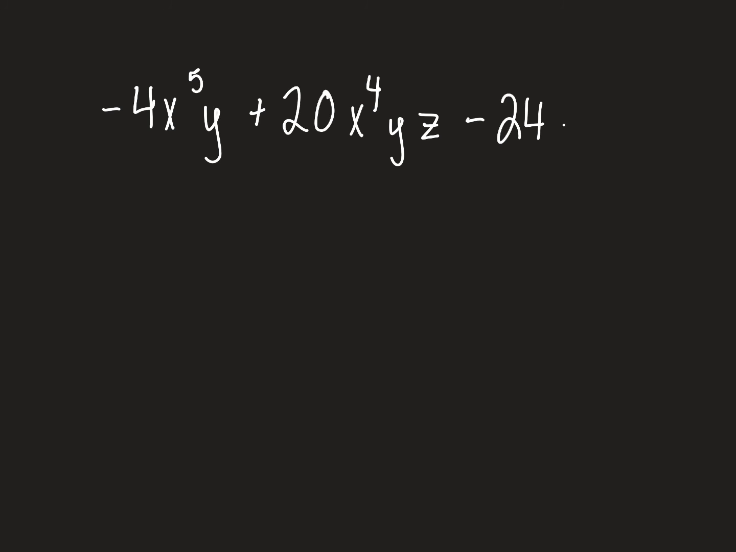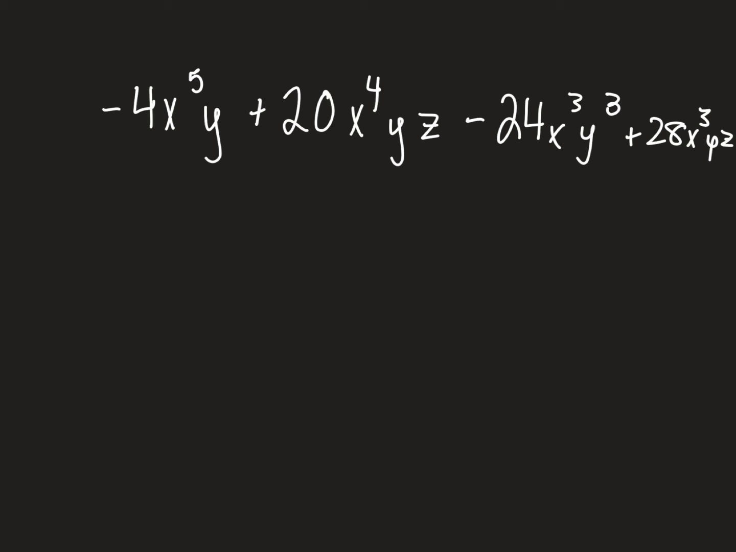Alright, and let's go ahead and do one more harder example here. It's not really harder, it's just longer. But this process stays the same. So we have 4x to the 5th y plus 20x to the 4th y z minus 24x to the 3rd y to the 3rd plus 28x to the 3rd y z.